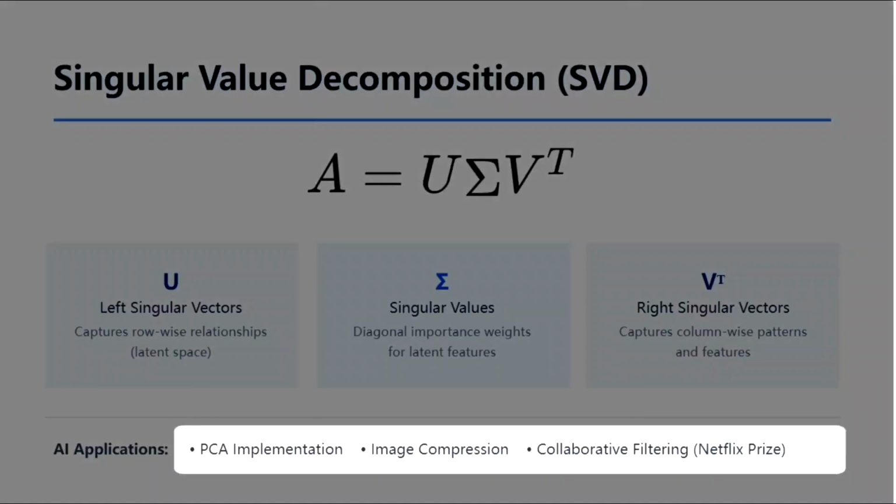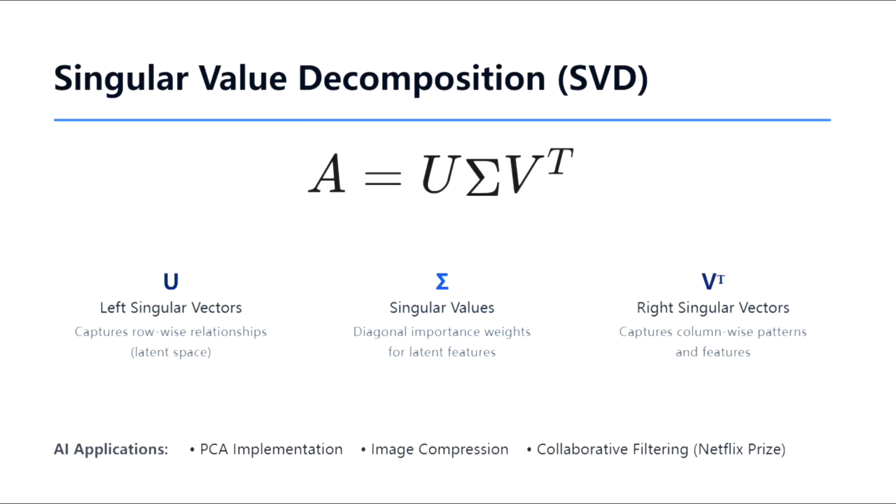This is why SVD is so powerful in AI. It's the engine behind PCA for dimensionality reduction. It allows us to compress high-resolution images, and it's even how the Netflix prize winners built recommendation systems to predict your movie tastes. It finds the latent or hidden features that aren't immediately visible.